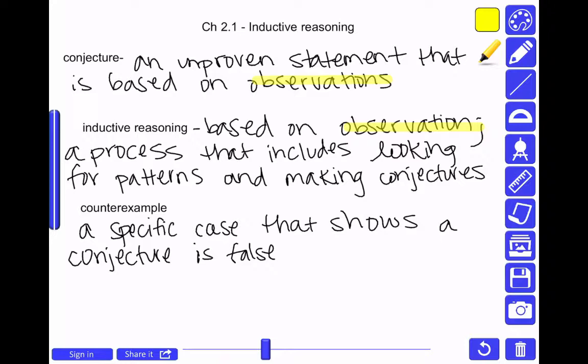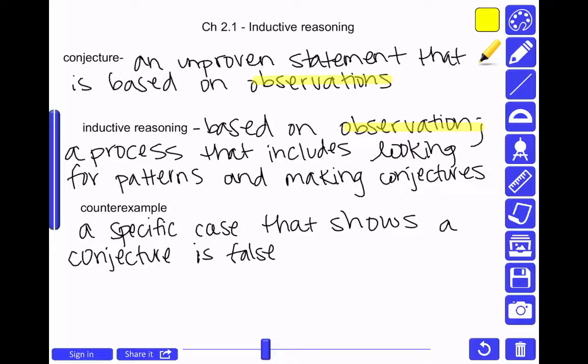And a conjecture is unproven. So it's just something that we're observing. So for example, if you get a failing grade on a test, one observation you might have is that you didn't study well enough. That's an observation. There's no way to prove that. That may not even be true, but it's just an observation that can be made.